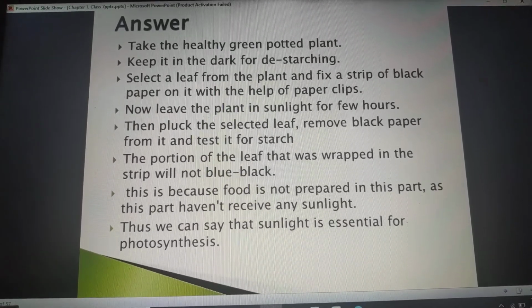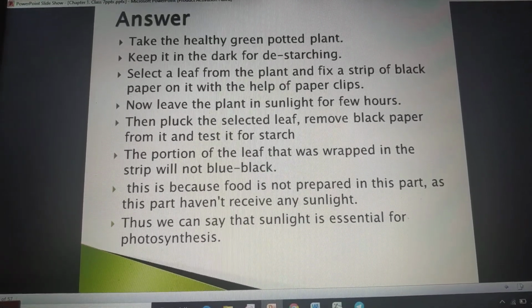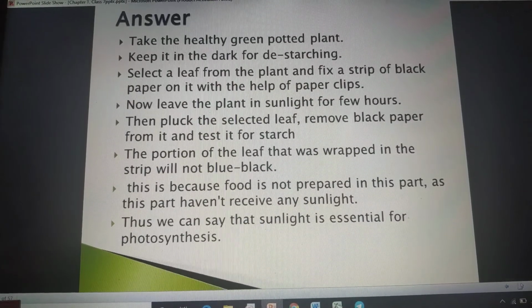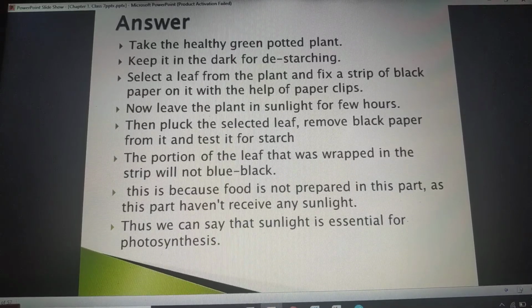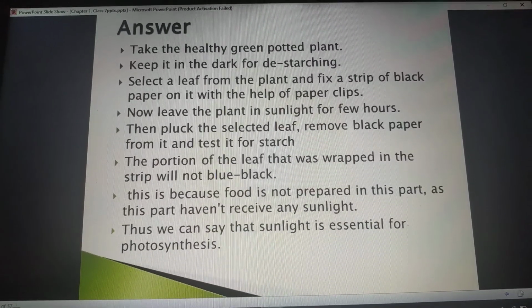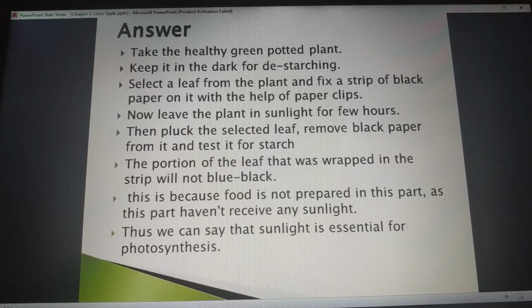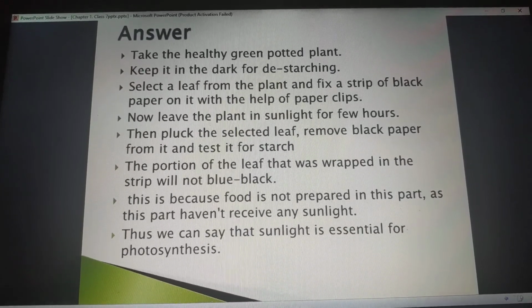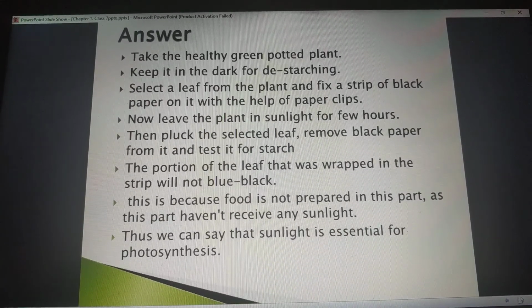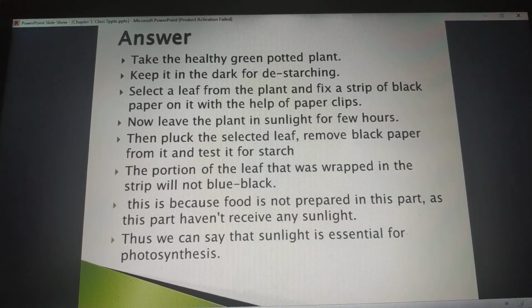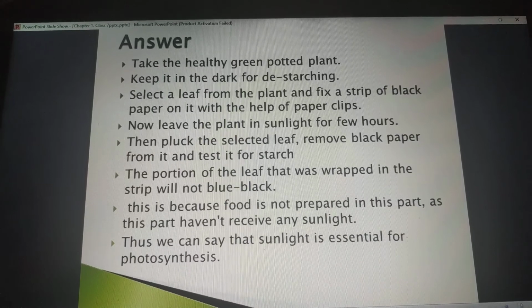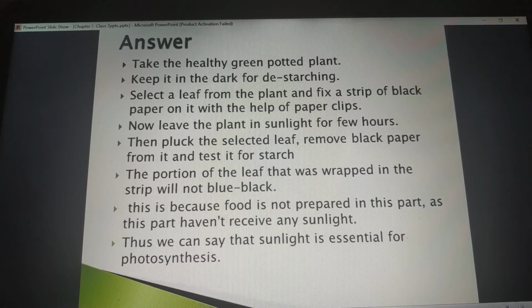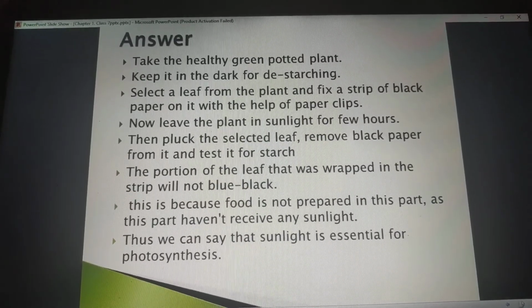Take a healthy green potted plant. Keep it in the dark for destarching. I think the meaning of destarching is clear. Select a leaf from the plant and fix a strip of black paper on it with the help of a paper clip. Now leave the plant in sunlight for a few hours. Then pluck the selected leaf, remove the black paper from it and test it for starch.